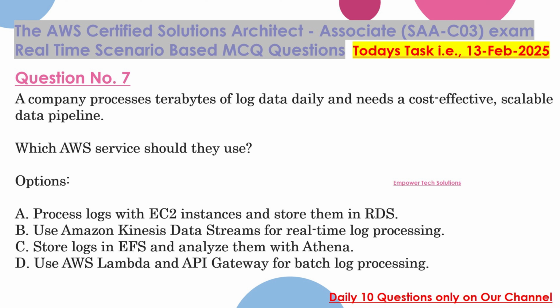Question 7. A company processes terabytes of log data daily and needs a cost-effective, scalable data pipeline. Which AWS service should they use? Options: A. Process logs with EC2 instances and store them in RDS. B. Use Amazon Kinesis Data Streams for real-time log processing. C. Store logs in EFS and analyze them with Athena. D. Use AWS Lambda and API Gateway for batch log processing.